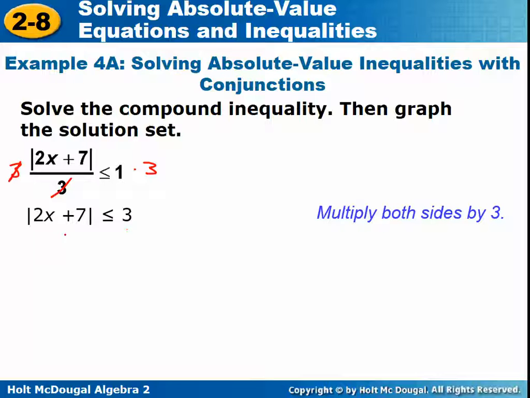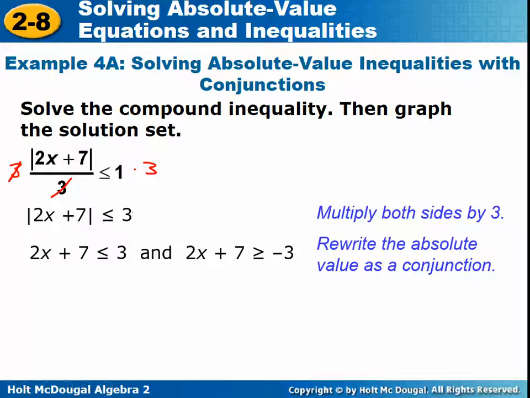There are different things this could be, so I have to keep working. I write my 2 different expressions: 2x plus 7 is less than or equal to 3, and 2x plus 7 is greater than or equal to negative 3. And then I solve both of those. I would remember that we changed this part and this part when we did that.